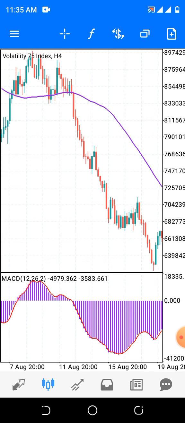When you see a simultaneous crossing on the MACD indicator and also on the moving average, that is a clear entry. If the crossing is downward, that is a clear sell entry. If the crossing is upward, that is a clear buy entry. If you make use of this particular strategy, I don't see any reason why you will not be consistently profiting in trading forex. Do you understand?